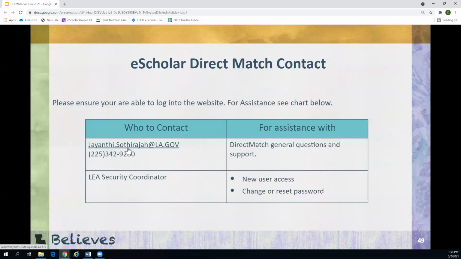If you have questions about eScholar Direct Match, you can contact Jane with our data team. If you have questions about logging into eScholar, you may also speak with your LEA security coordinator, and they can give access as well as change or reset passwords.